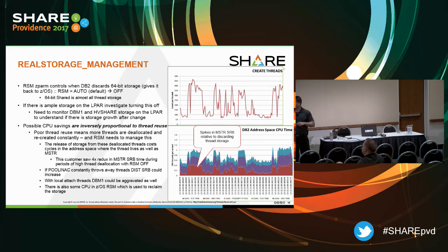So they turned it off, and we saw a 4x reduction in master SRB time. If you have good thread reuse all the time, this PARM will do almost nothing. But the downside of turning it off is you'll see growth in high virtual shared. So HV share, 64-bit that DB2 is using, is going to grow some, so you'd have to monitor it. But this is kind of a little trick we have in our bag for saving master CPU.